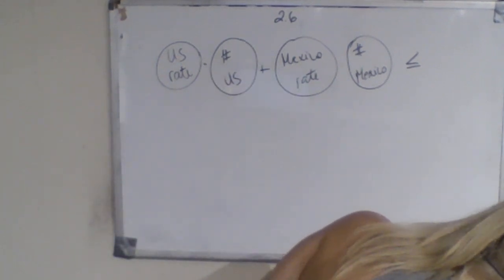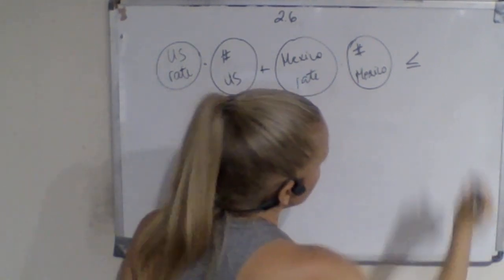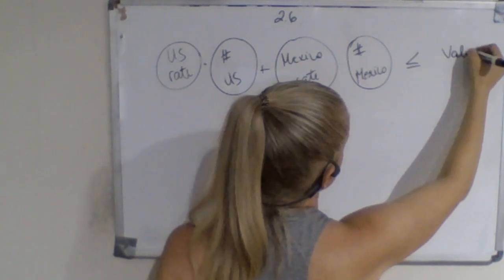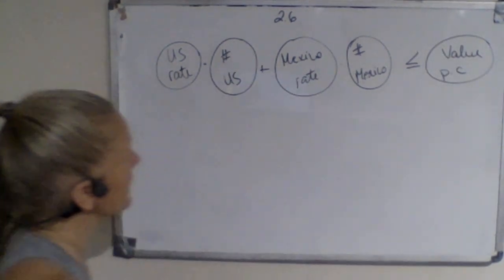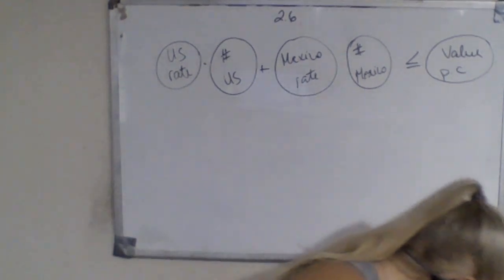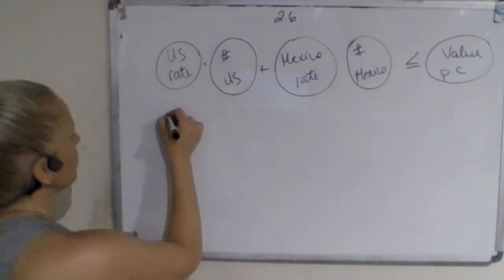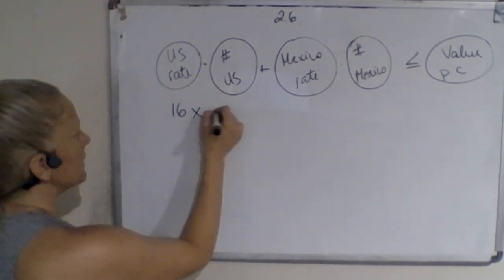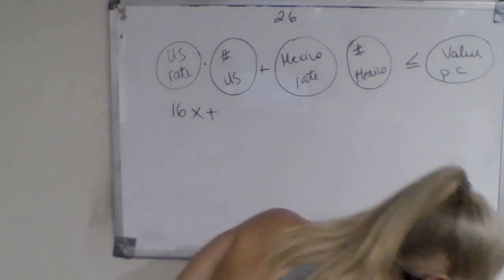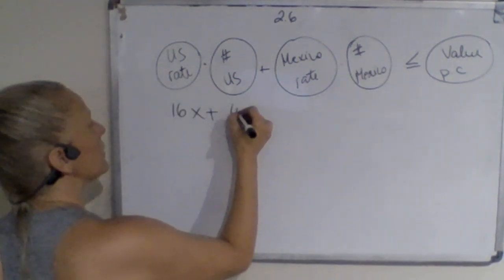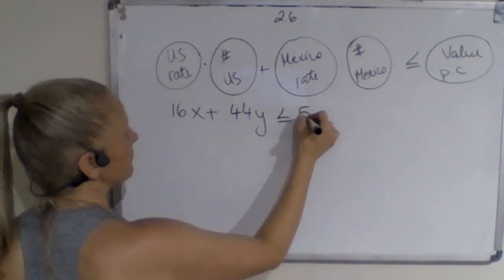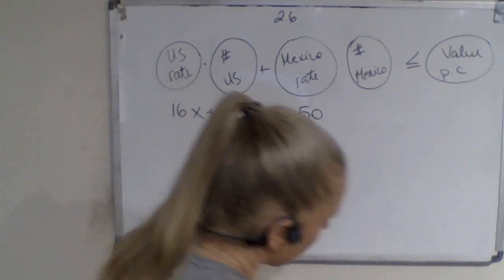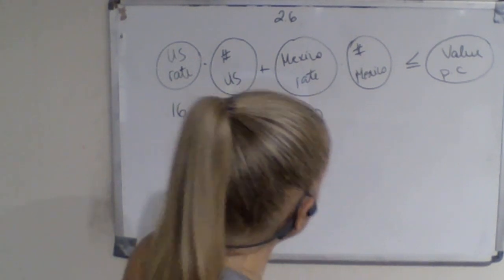And the value of your phone card is, well, we're going to write this value, phone card. Let's go ahead and replace everything that you know. What is the rate in the US? 16 cents. 0.16x plus what is the rate from Mexico? 44 cents. 0.44y has to be less than or equal to 50, right? They want us to go ahead and graph this.